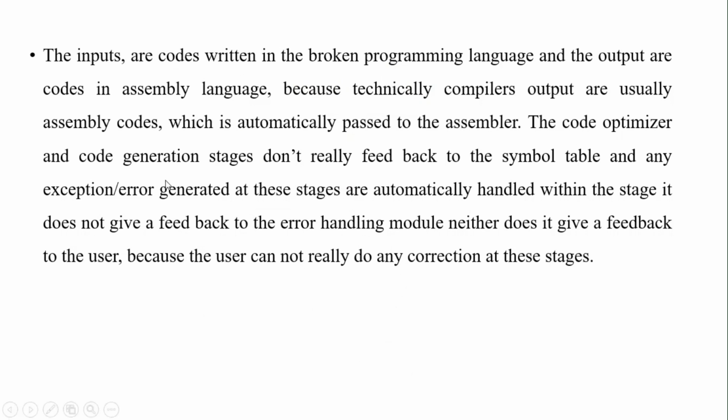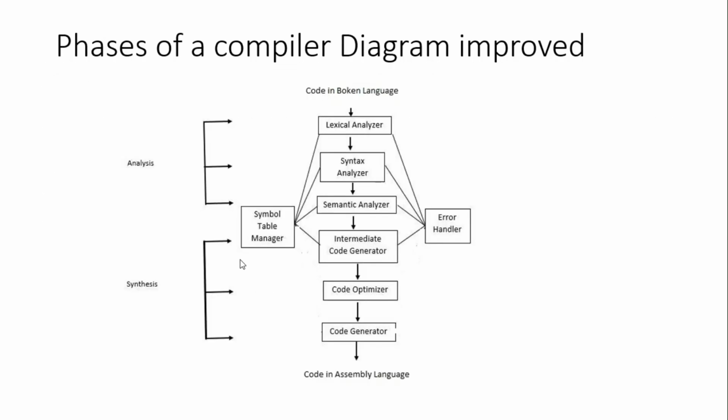The code optimizer and code generator stages don't really feed back to the symbol table, and the exceptions or errors generated at these stages are automatically handled within the stage. It does not give feedback to the error handling module, neither does it give feedback to the user, because the user cannot really do any correction at this stage. In this research, each of the code optimizer and the code generator will have its own error handling built into it, because any error that occurs within these two stages, you don't really want to show the user.